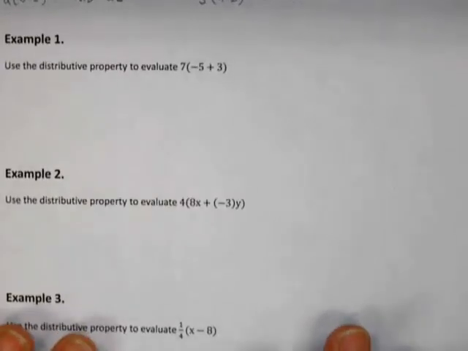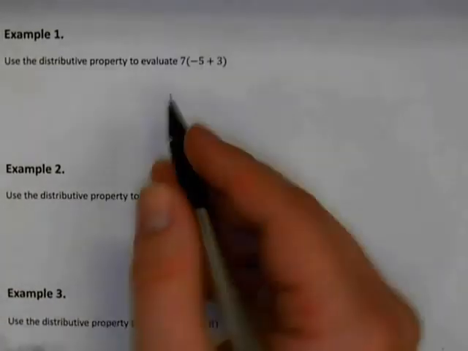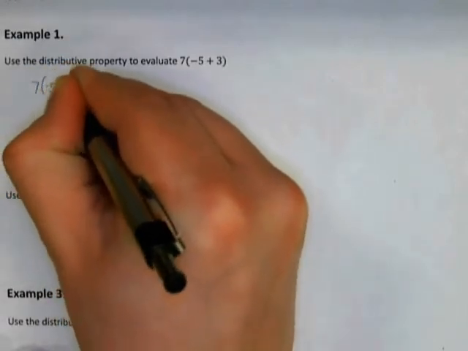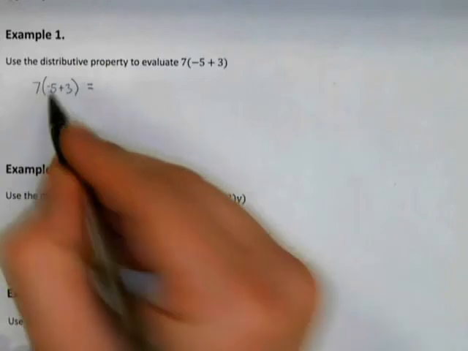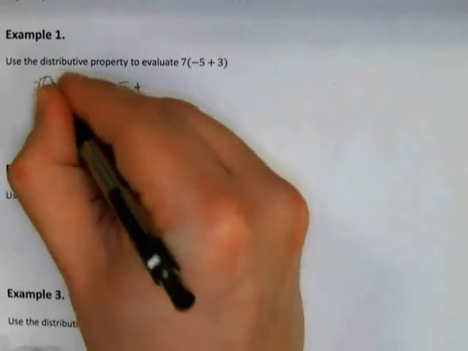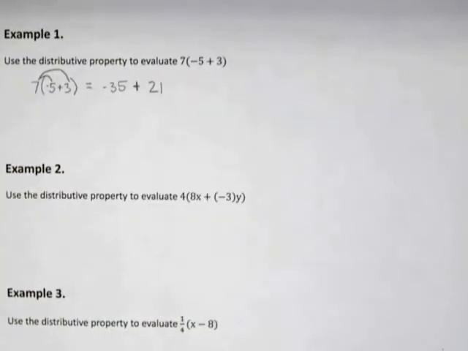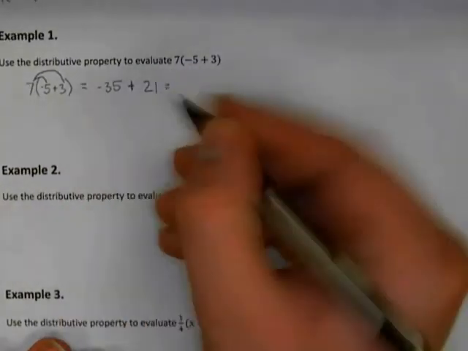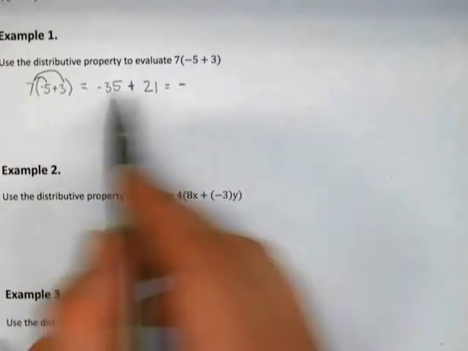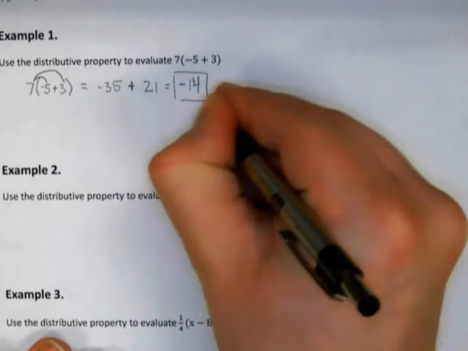All right, so on to the example. We have to use the distributive property, which is what that is called, to evaluate 7 times negative 5 plus 3. So we have 7 times negative 5 plus 3. We have 7 times a negative 5 is a negative 35, plus 7 times 3, which is 21. Okay, now we have that simplified here, and we know that negative 35 plus a 21 is going to be a negative, since 35 is larger, and the difference between the two is 14. So we get a negative 14.